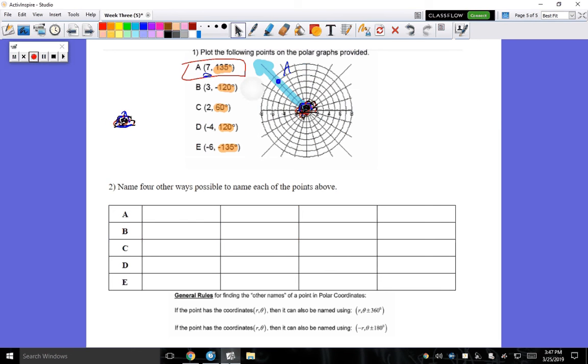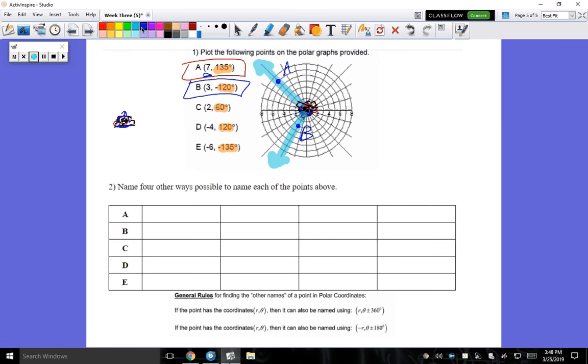Okay, there you go. Now I'm going to face negative 120. I'm struggling here. So here's 0 degrees. There's negative 90. There's negative 120. Am I going to walk forward or backward? Forward, because it's a positive 3. 1, 2, 3. There is B. That's not B. That's B. Okay, no more blobs.